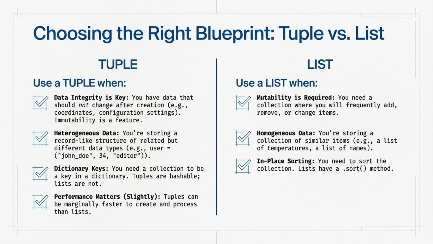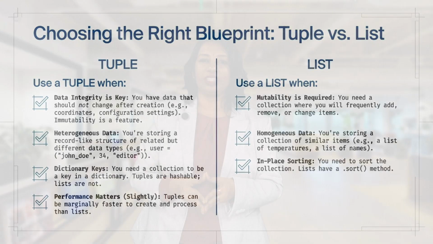Use a list when you need mutability, which means frequent add, remove, or update operations. You are also storing homogeneous data, similar types of items. You need in-place sorting, which you can do using .sort. The collection size or contents are expected to change over time.